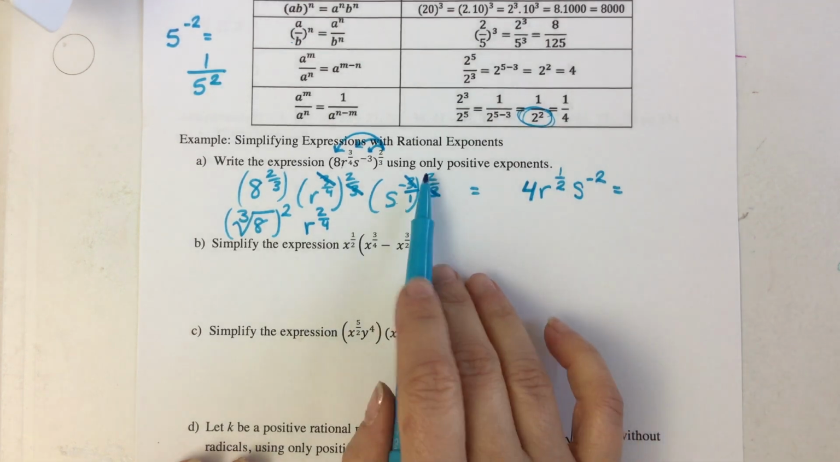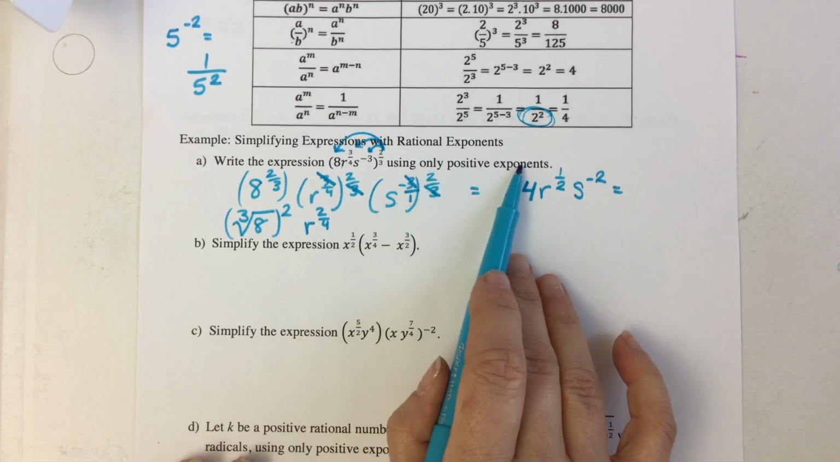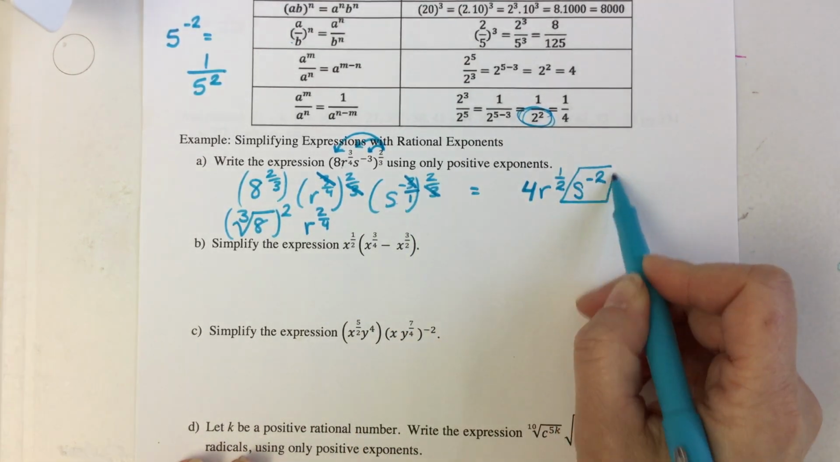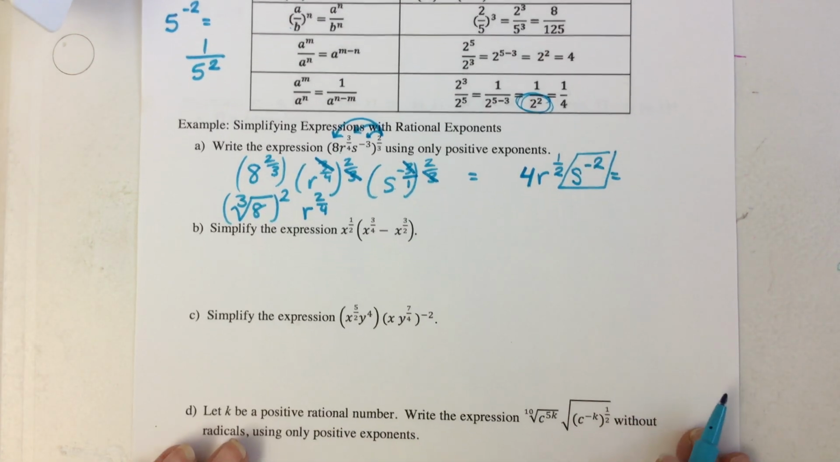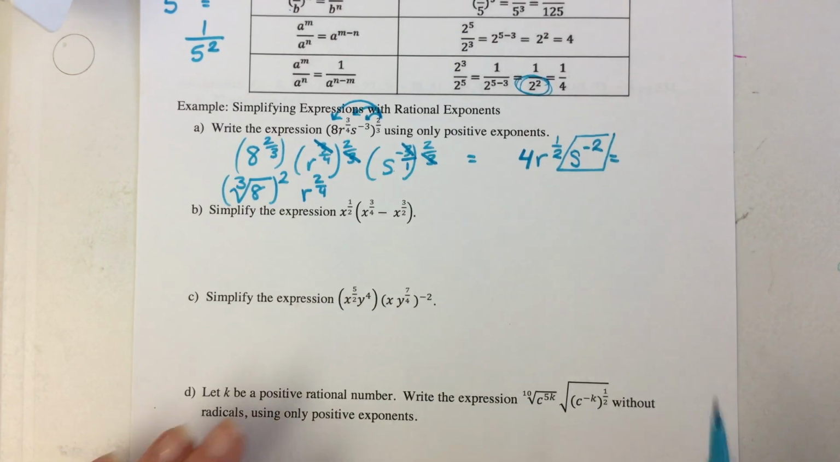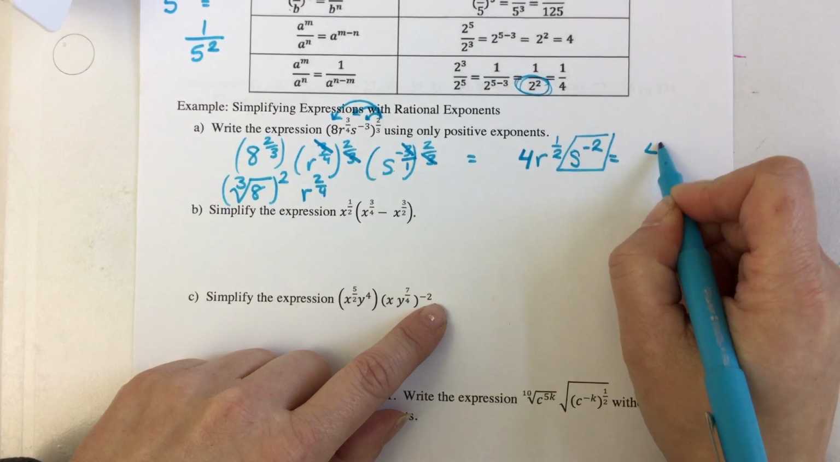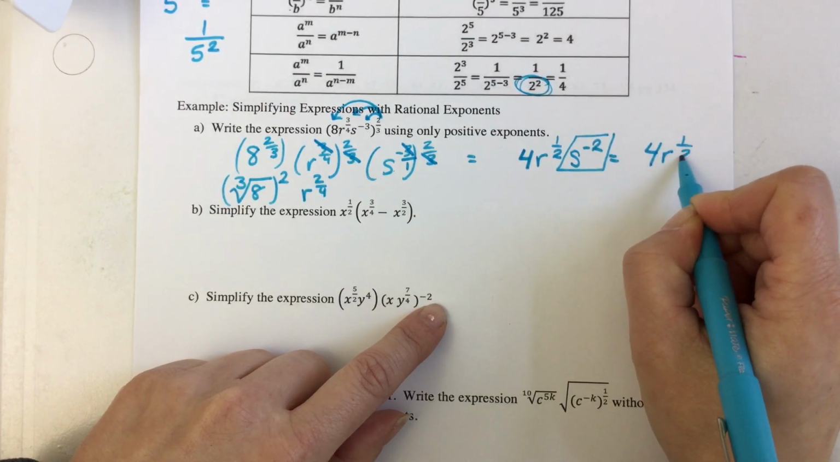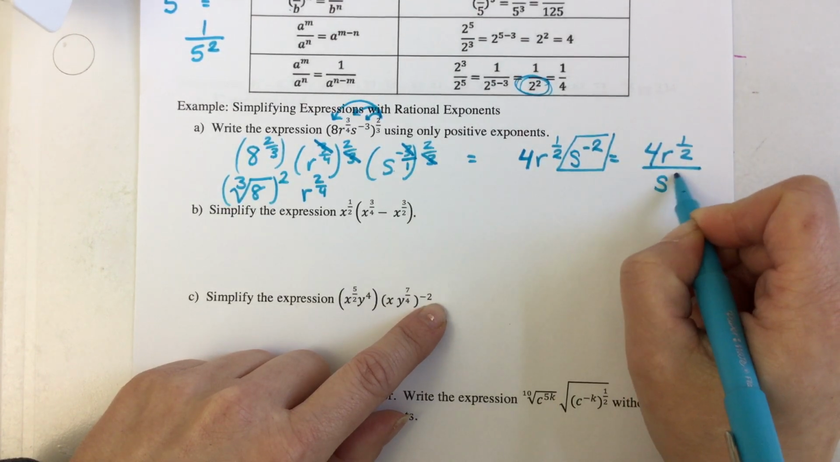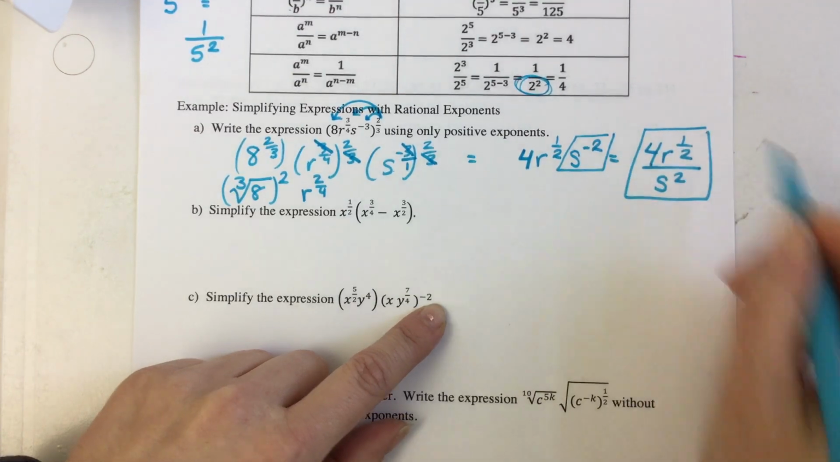Now the directions say we can use only positive exponents. S has a negative exponent. So what I need to do is write it on the bottom as a positive. So I have 4 R to the 1/2 over S to the power of 2.